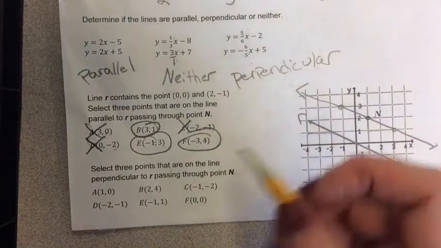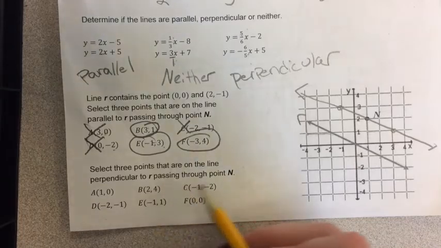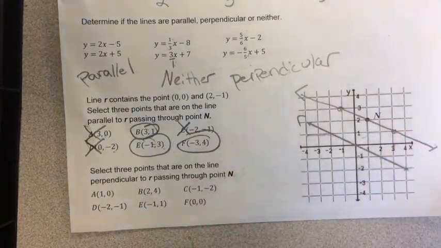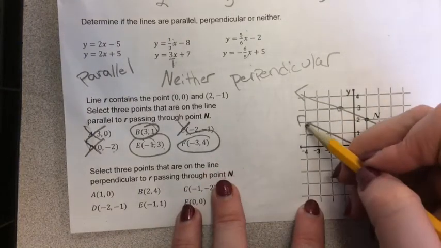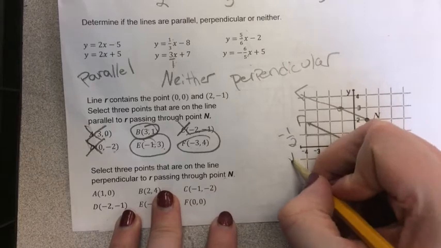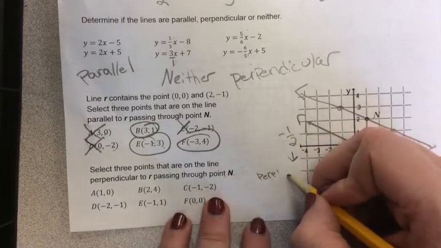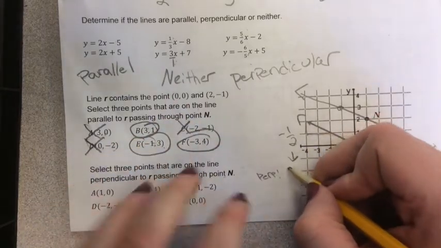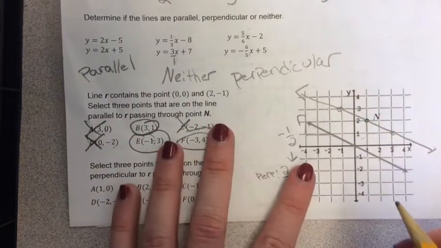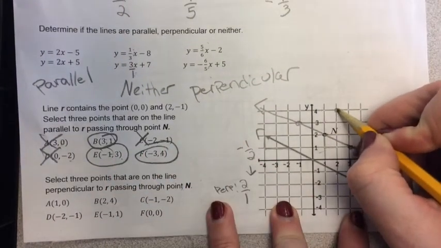All right, so then it says select 3 points that are on the line perpendicular to R and passes through point N. All right. So perpendicular means it has the opposite slope. So again, we found our slope here was -1/2. So then our perpendicular slope would have to be positive and then flip it. So 2/1. All right. So now it passes through point N. So we're going to start here and we're going to go up 2 and over 1.